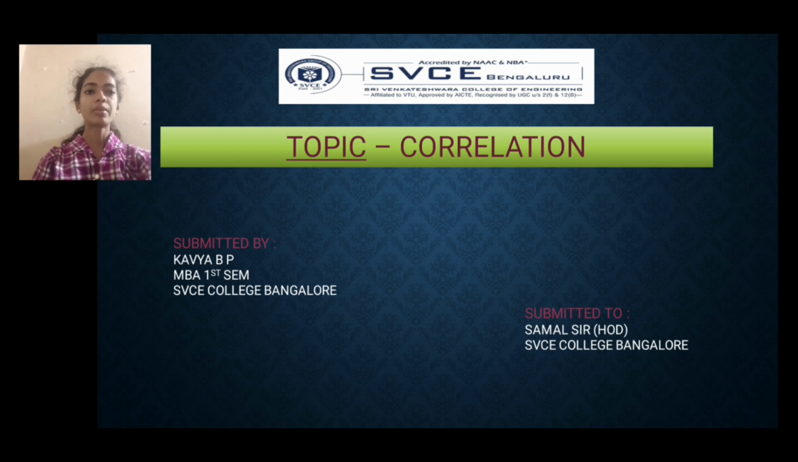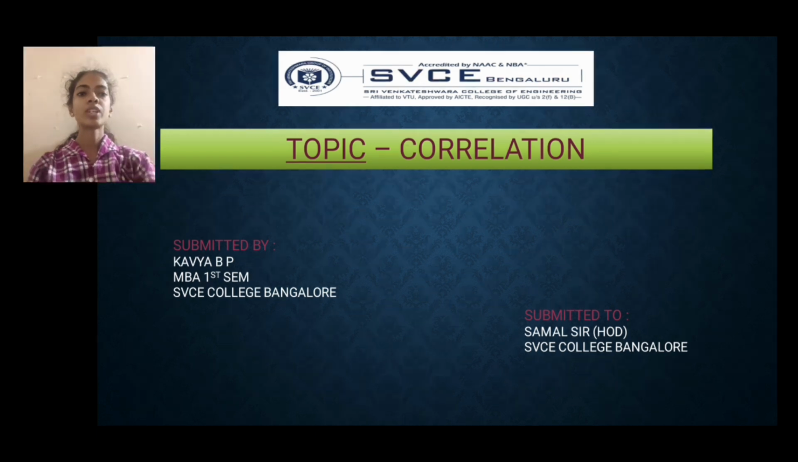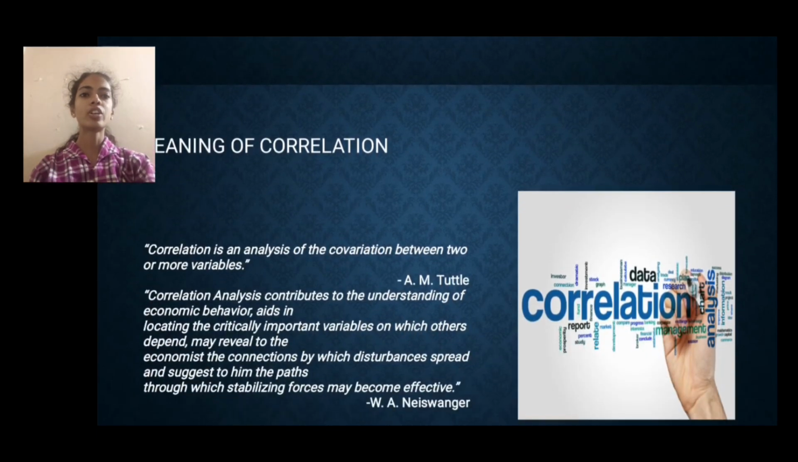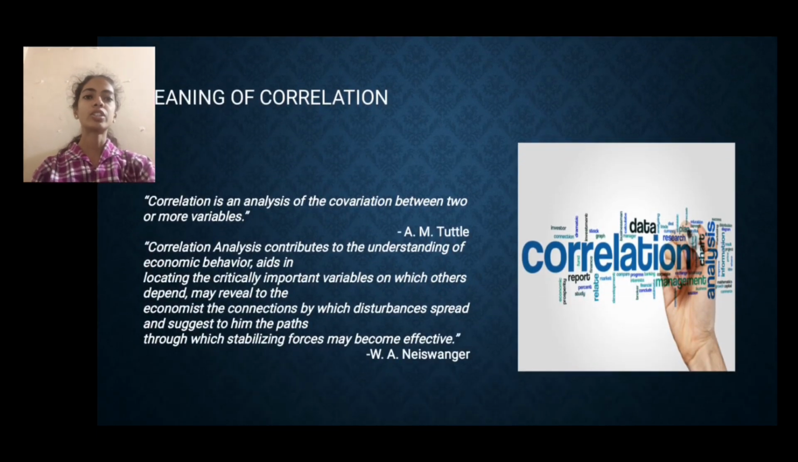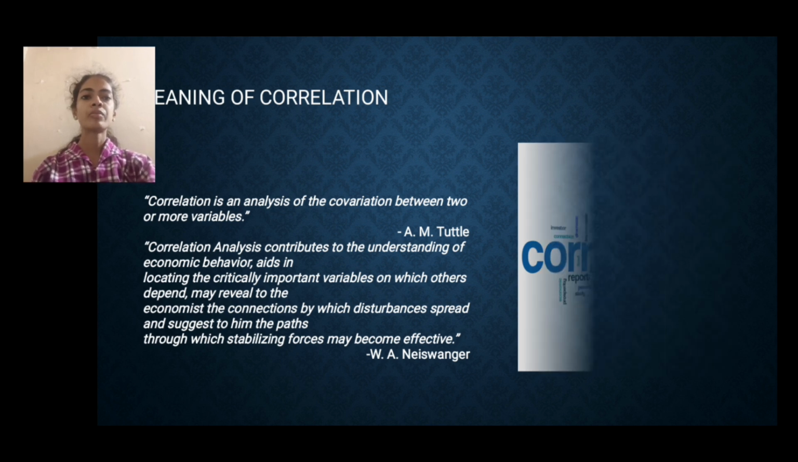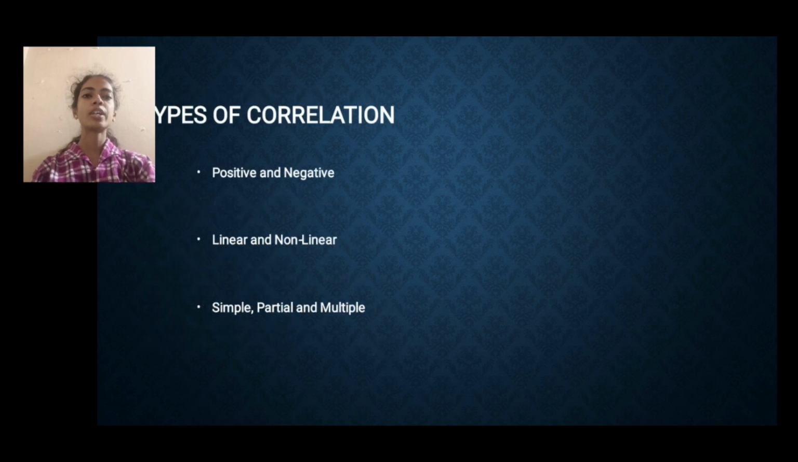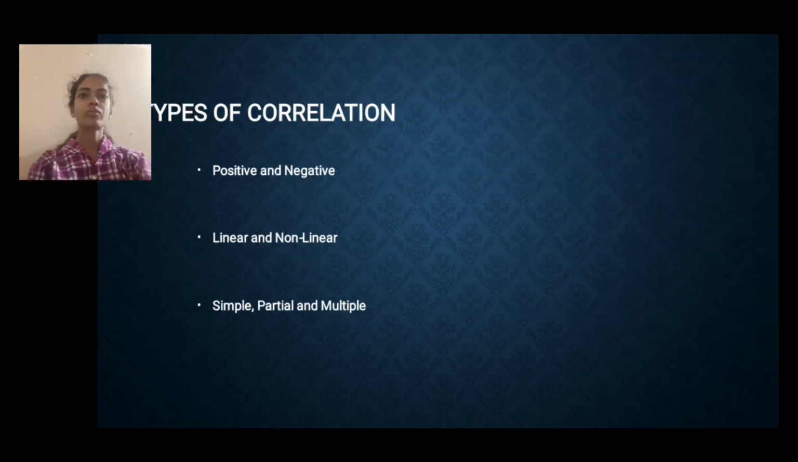Today, I am going to explain about correlation, relating to the statistics subject. Let us know about the meaning of correlation. Correlation is an analysis of covariation between two or more variables. Let us know about the types of correlation: positive and negative, linear and non-linear, simple, partial and multiple correlation.